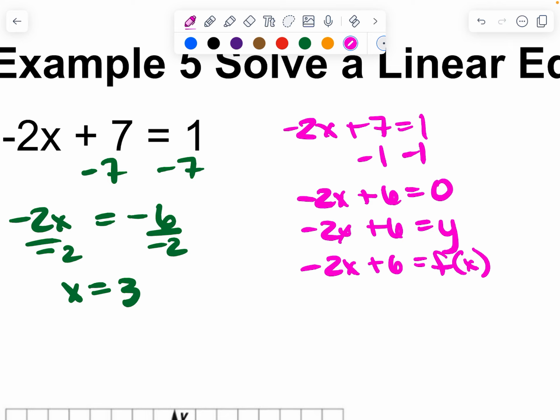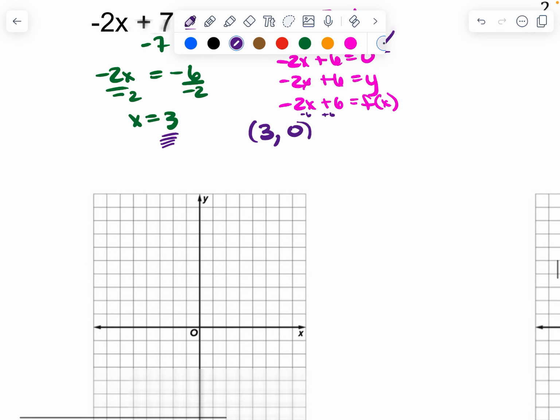So what we said a minute ago, I want to do purple. We got this right here. So if I plugged in 3 for this equation right here, I would get negative 6 plus 6. That would get me 0. Well, isn't that what that says right there? That the y value would be equal to 0. So I'm going to come down here and I'm going to go to 3, 0. Okay? I'm going to go to 3, 0.